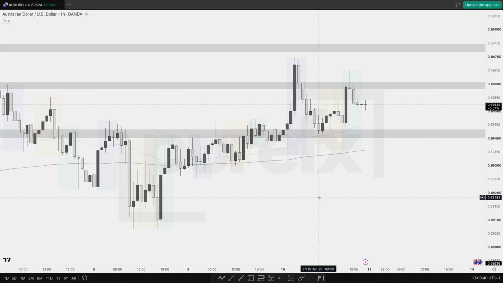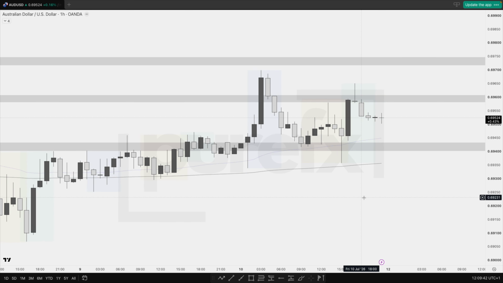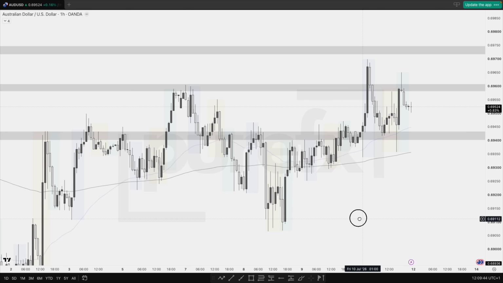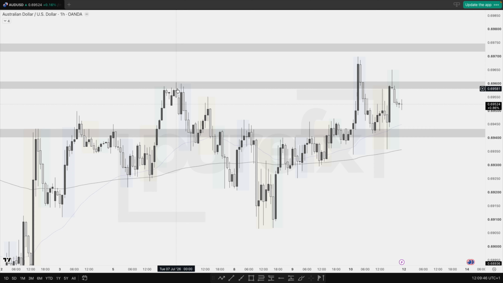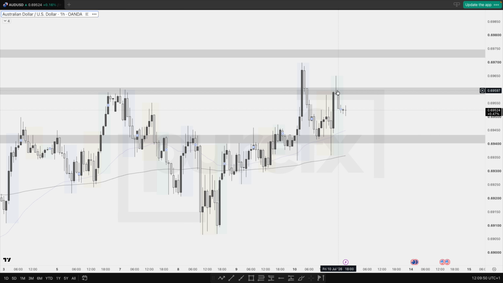What could we expect to see coming into the next week? So obviously we have seen these major dips. We saw these lower lows and lower highs be created after that initial bullish push. However, price has pushed back up to that level of around 0.69600.